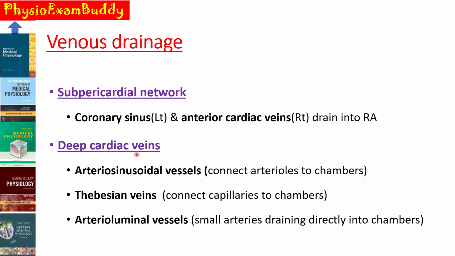Whereas the deep cardiac veins include the arteriosinusoidal vessels, which connect the arterioles with the chambers, and there are the Thebesian veins, which connect the capillaries to the chambers. Arterioluminal vessels are also included in these deep cardiac veins, in which the small arteries drain directly into the chambers.